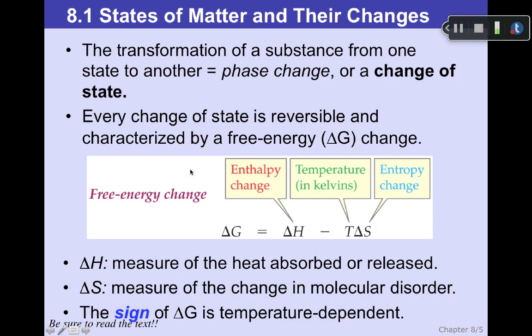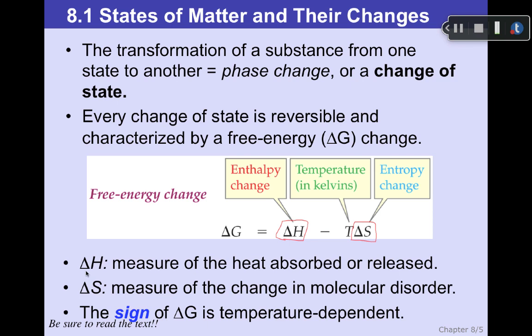When matter is transformed from one state to the next, phase changes occur, which we also call a change of state. Those are physical changes. Every time a change of state takes place, these are generally considered to be reversible. They have delta G values, a free energy change associated with them. As described in Chapter 7, delta G is calculated based on an enthalpy change, the heat energy change delta H, the entropy change delta S, and it also depends on the temperature. So the equation shown here uses those three values to calculate delta G.